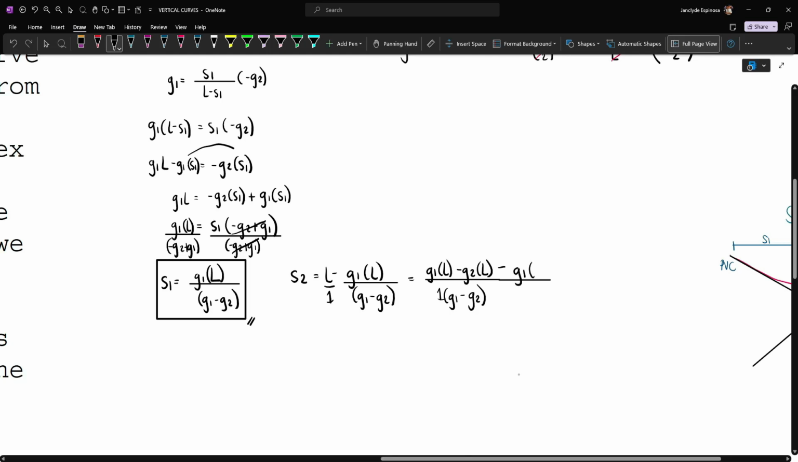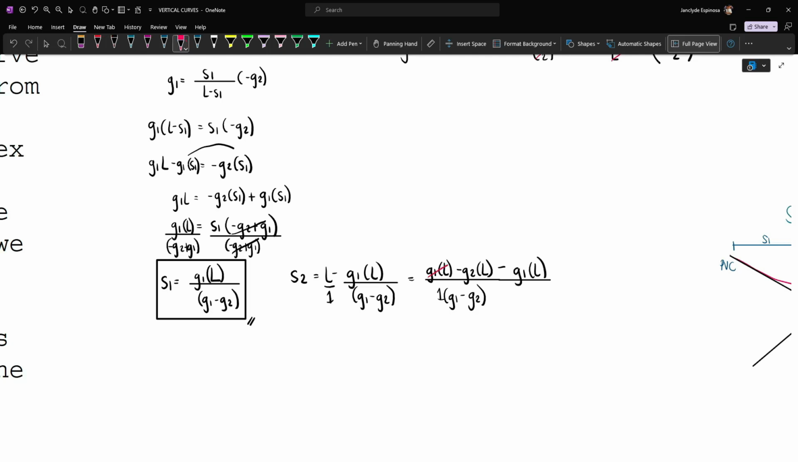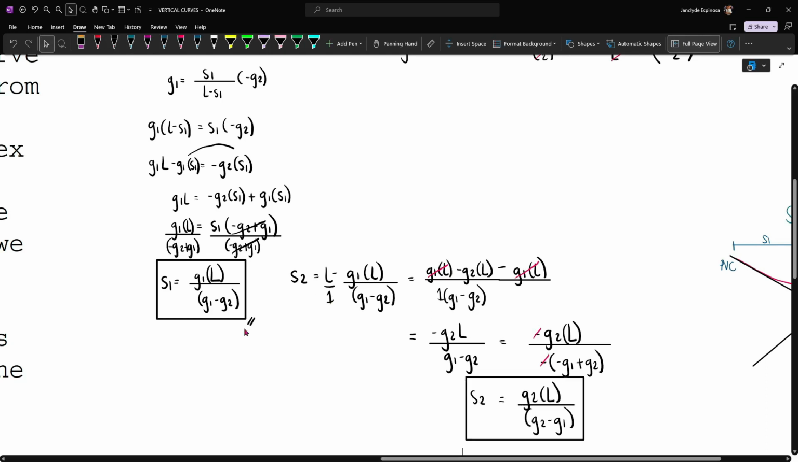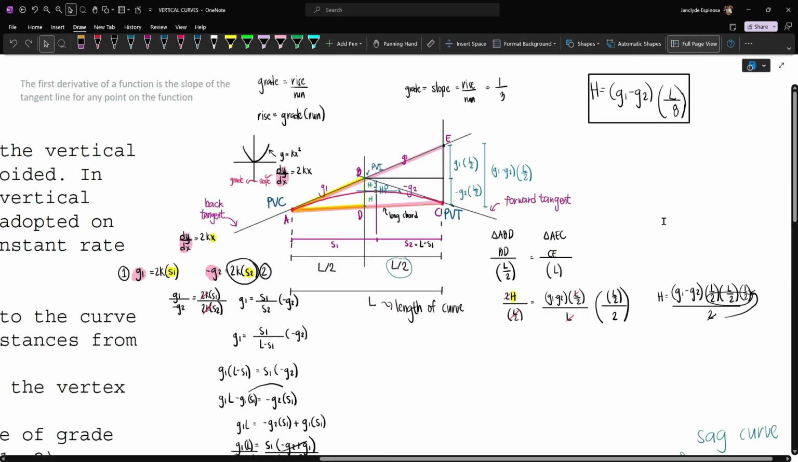And so this is G1 times L. And so notice that this will cancel. And so we are now left with minus G2L divided by G1 minus G2. And so to get rid of the negative sign, we can factor out a negative right here. So this now becomes minus G2L, and then we have minus multiplied by negative G1 plus G2. And so this will now cancel. And so reordering this, we now have S2 equal to G2L divided by G2 minus G1. And so let's just copy this, let's place it here, and also this one. These are now our important formulas.